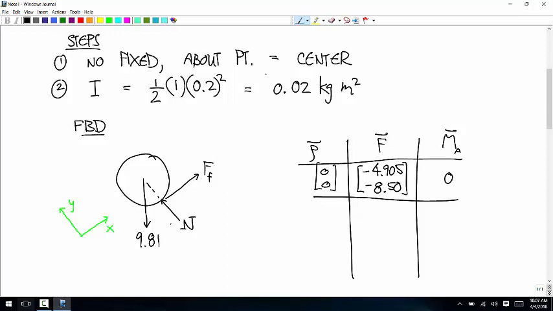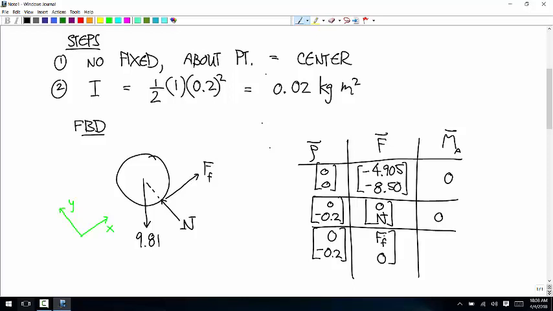Then for the normal force, the rho vector is 0, negative 0.2. Force vector is 0, N. So the cross product is 0. And then for the friction force, the rho vector is 0, negative 0.2. The force vector is positive FF, 0. And so the cross product is positive 0.2 FF.